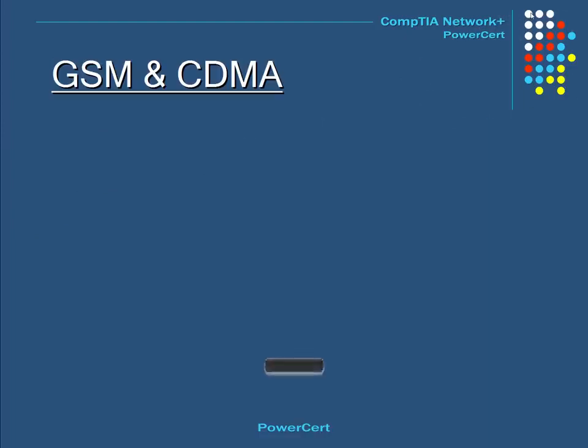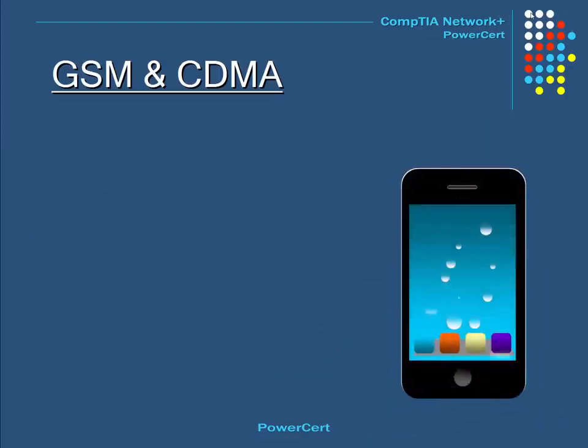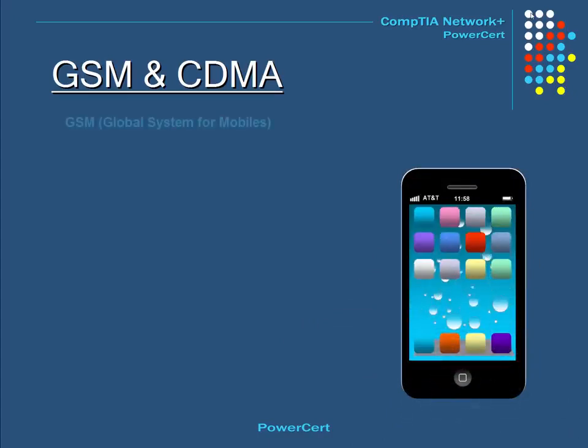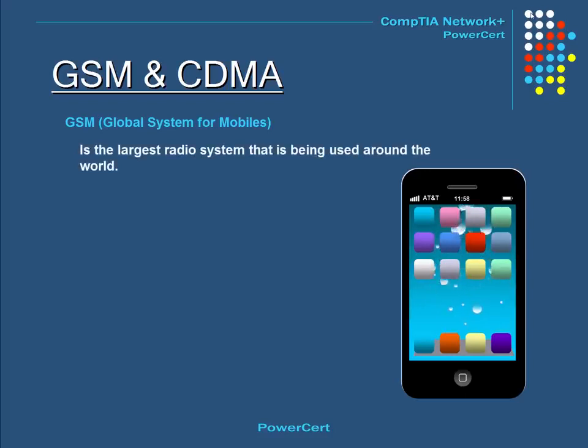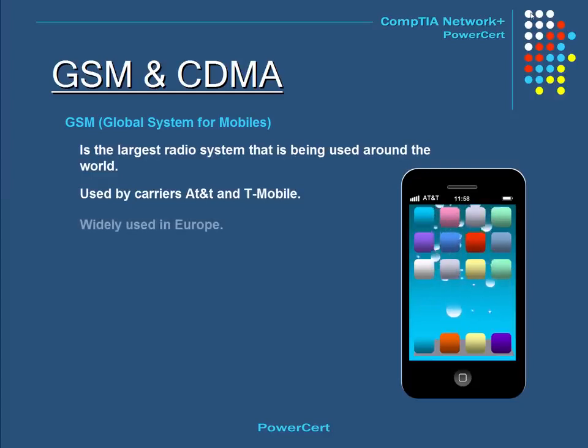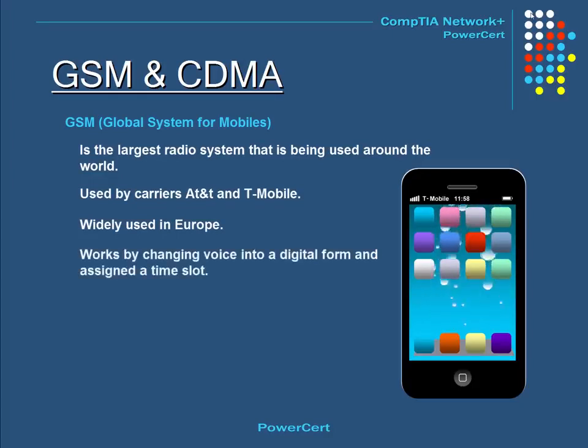Cell phones also access the internet and make phone calls by using radio systems such as GSM and CDMA. GSM stands for Global System for Mobiles and is the largest radio system that is being used around the world, including major carriers such as AT&T and T-Mobile, and it's widely used in Europe. GSM works by changing your voice into a digital form, and that data is assigned a time slot. Then, as the data is received on the other end, the assigned time-slotted data puts the call back together.